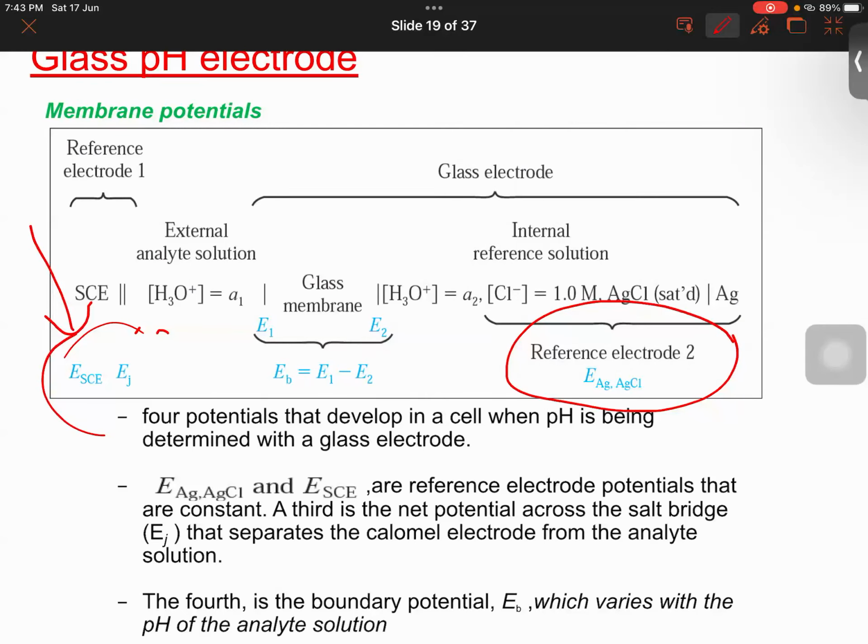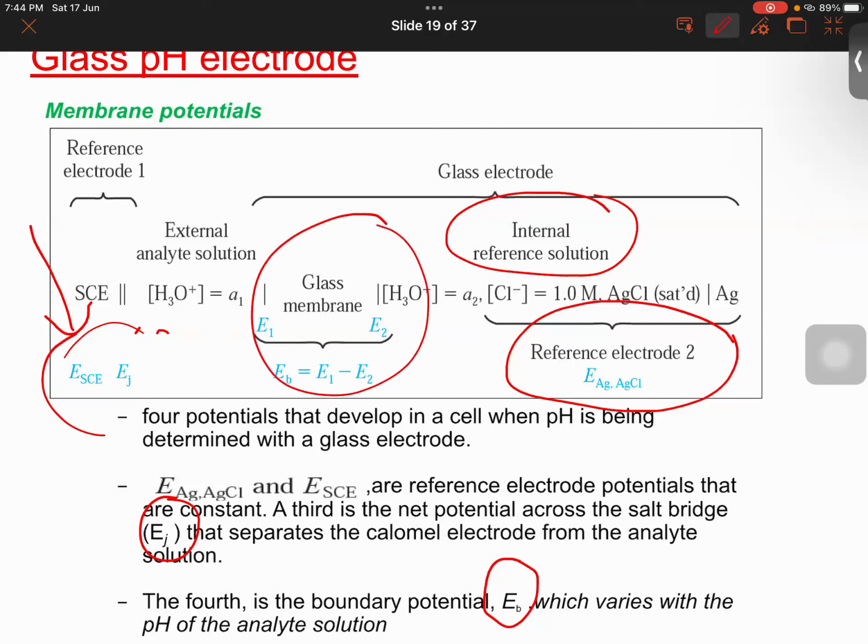And the fourth is the boundary potential, which varies with the pH of the analyte solution. Okay, it separates the calomel electrodes. It seems that the system has two reference electrodes because it has internal reference electrodes, and this is the working electrode.